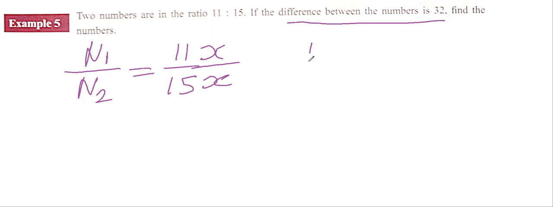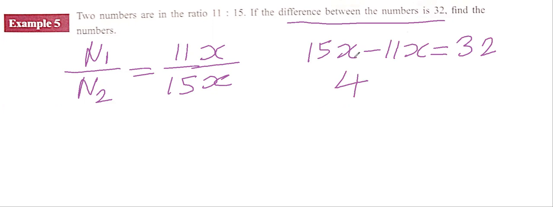So I will write 15x minus 11x, that is the difference, right? And this difference is 32. So what is 15 minus 11? It is 4x. 15x minus 11x is 4x. 4x is equal to 32. What is the value of x? The value of x is 8. Okay, so 32 divided by 4, that is 8.